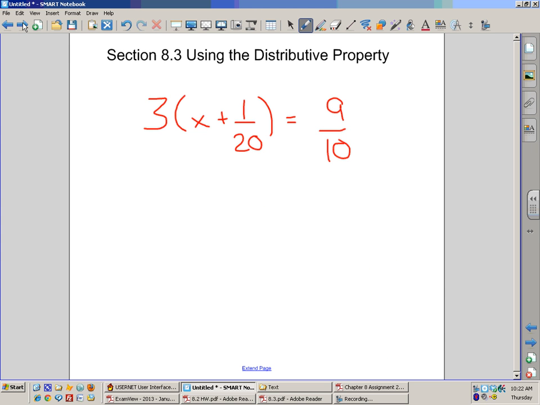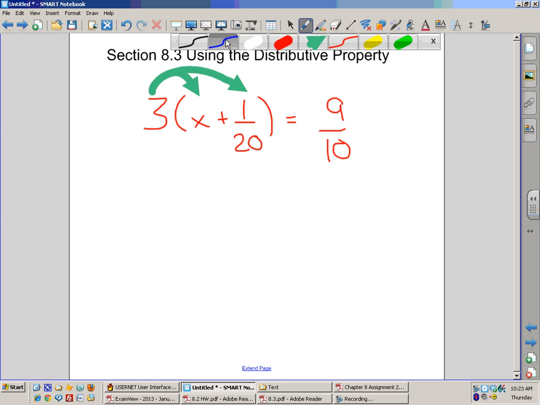So to step it up a little bit here now, we have some fractions, and we also have the distributive property. So don't get scared. We're going to handle the distributive property first. So we're going to go 3 times x, and then 3 times 1 over 20. So that looks a little bit scary. Now I'll do the first one first.